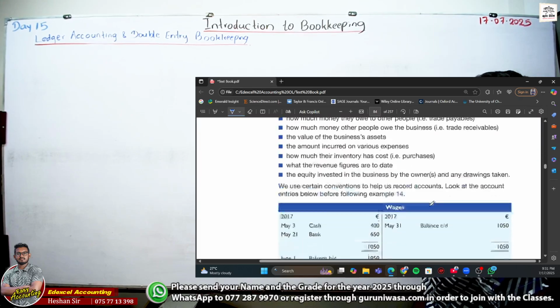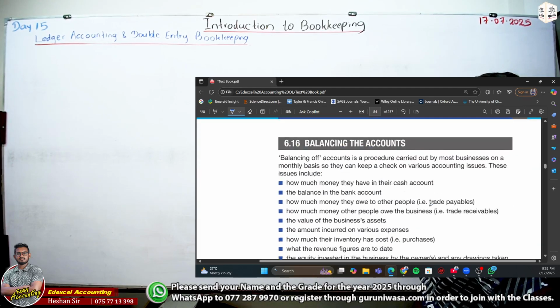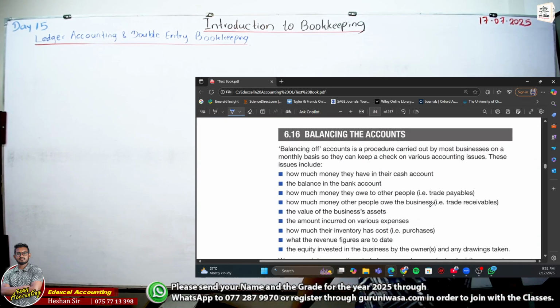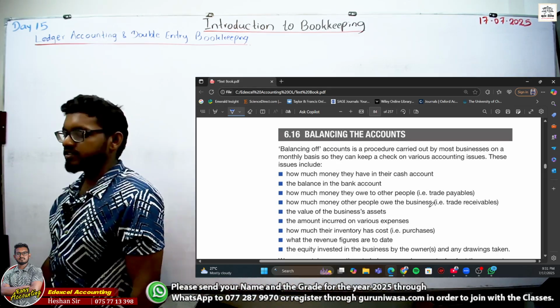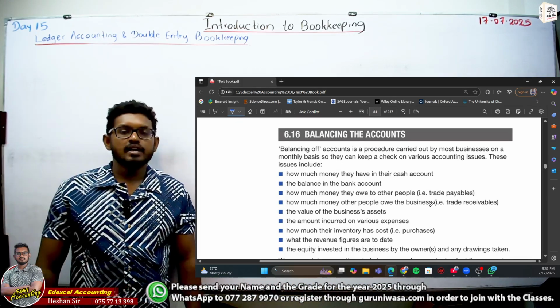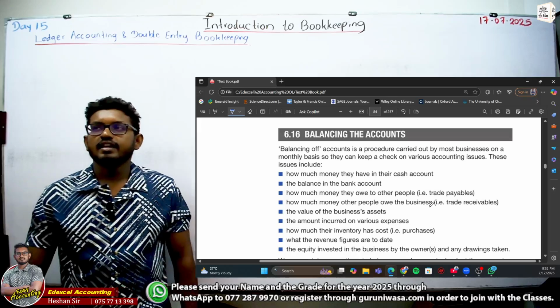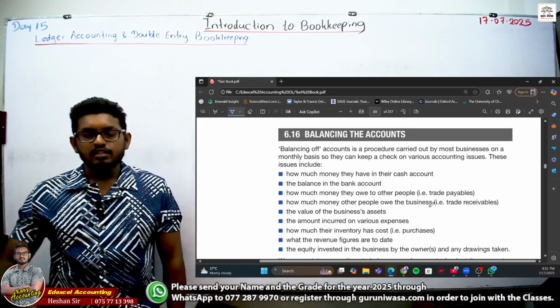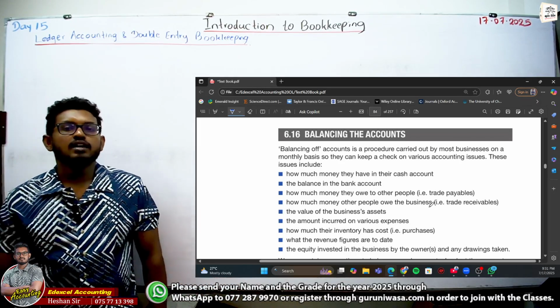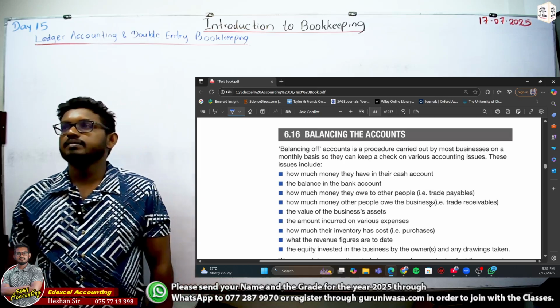Stay strong. Okay. Balancing the ledger account. I also told how to balance. First, we get the higher value side and write it in the lower value side as well. Then we get the lower value side total and deduct it from the higher value side. Then the BCD and BBD.